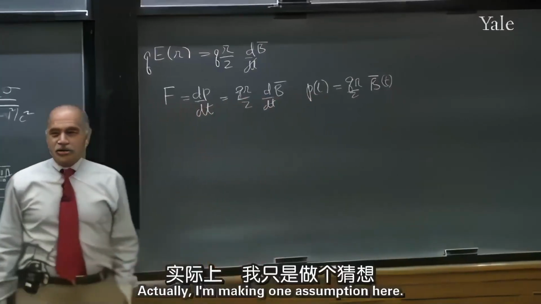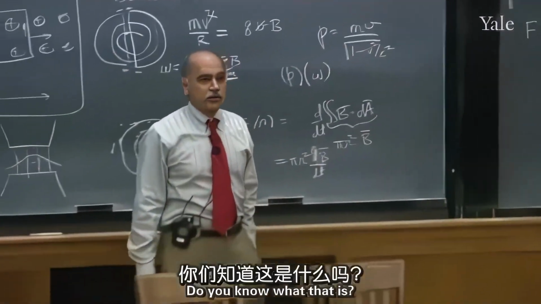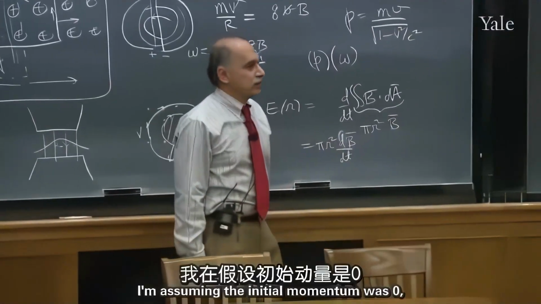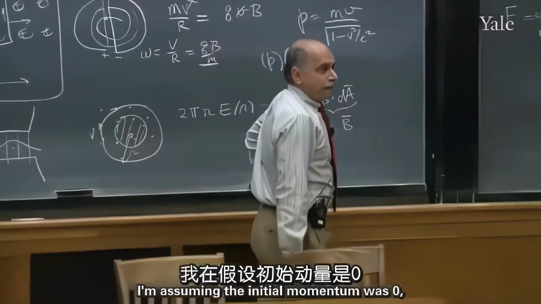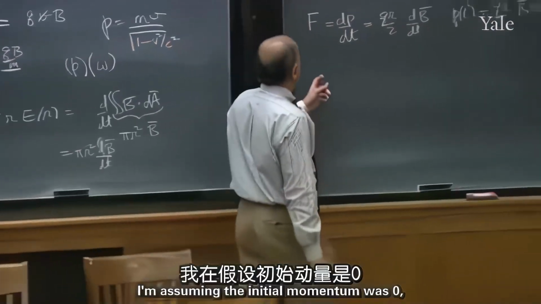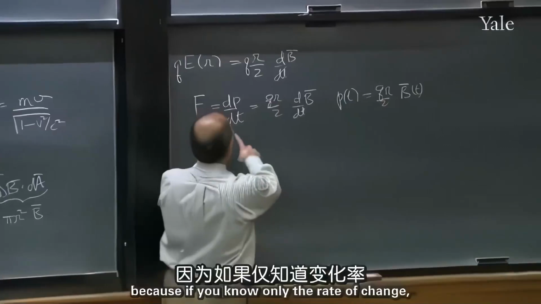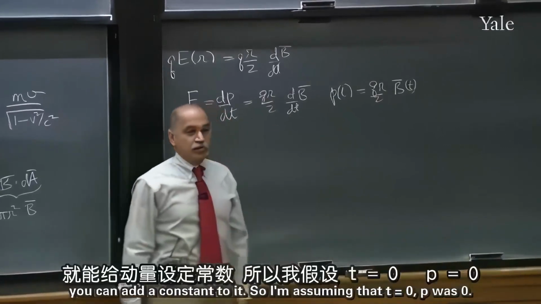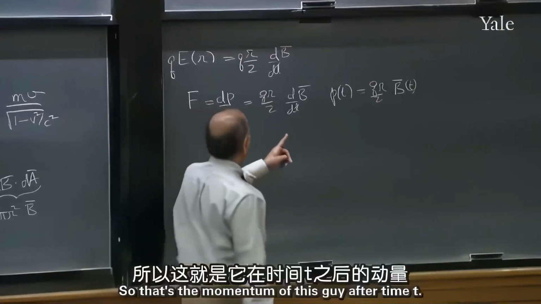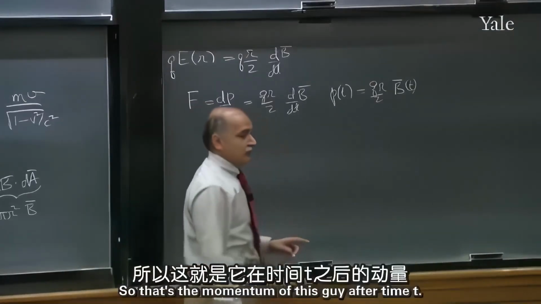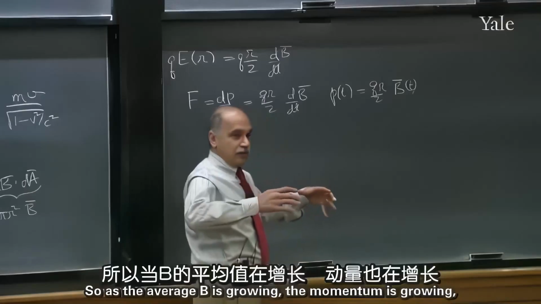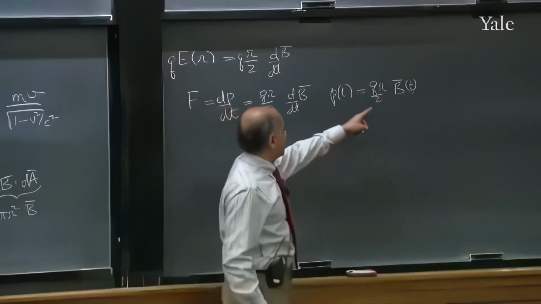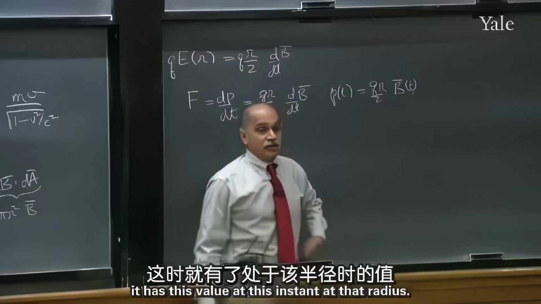Actually, I'm making one assumption here. Do you know what that is? I'm assuming the initial momentum was 0, because if you know only the rate of change, you can add a constant to it. So I'm assuming at t equals 0, p was 0. So that's the momentum of this guy after time t. So as the average B is growing, the momentum is growing. It has this value at this instant at that radius.